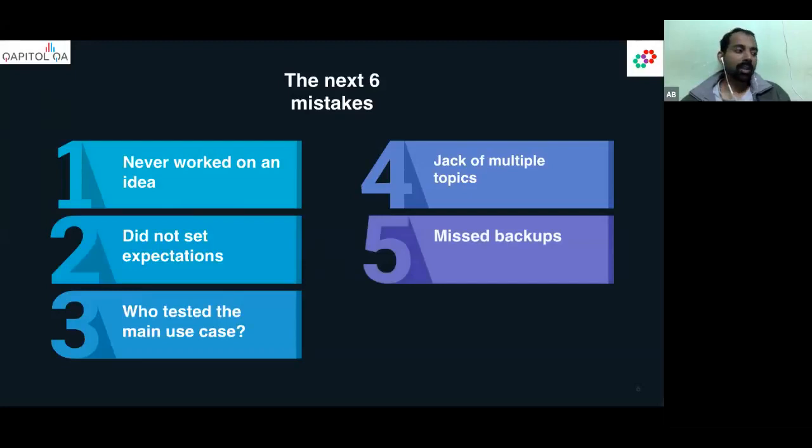The next is missed backups. So I'll give you an example, right? I wrote 6 small books. Say I want to edit or update one of the books. I don't have the original Word format with me. What do I have? I just have the final PDF. Now, if I have to edit a PDF, I'll have to rewrite the whole book in a Word format and then go ahead and update, right? So why? Because I missed taking backups.